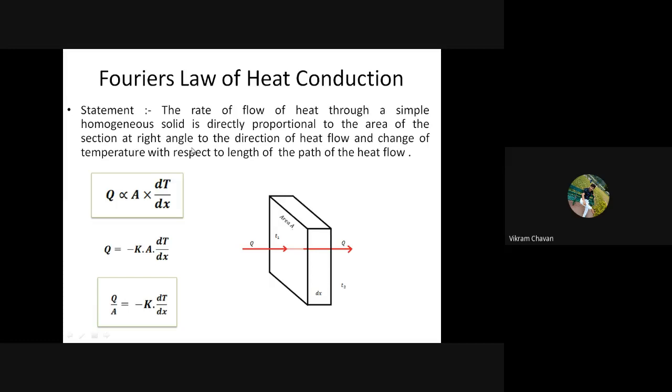So, the area at a right angle to the direction of heat flow, and the change of temperature with respect to length. Change of temperature means the temperature difference between the two surfaces. Always take the next temperature first and the first temperature second, so T2 minus T1 is the temperature difference, with respect to the length of the path of heat flow.